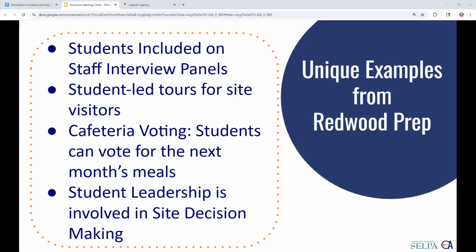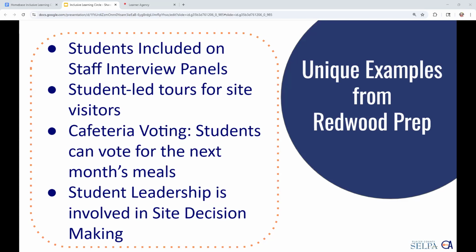When I visited this site this last fall, I was greeted with a student-led tour, which I thought was just the most adorable and fabulous thing ever. You could really see the pride that these students had in their school. They were so excited to show me everything that brought them joy on site and to let me ask questions, and you could see how much it empowered them.